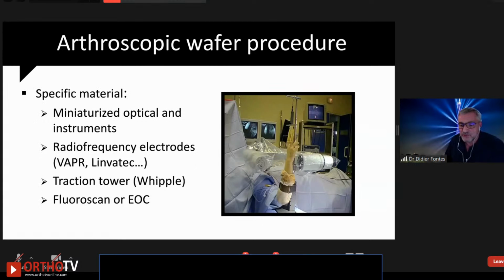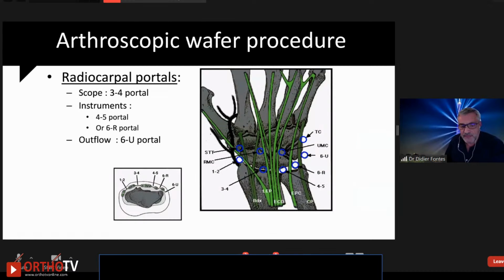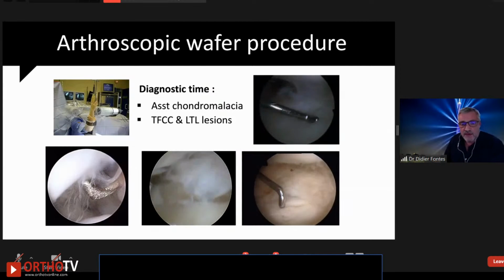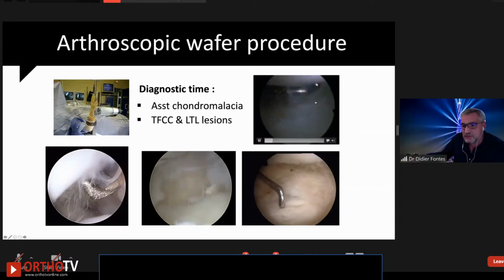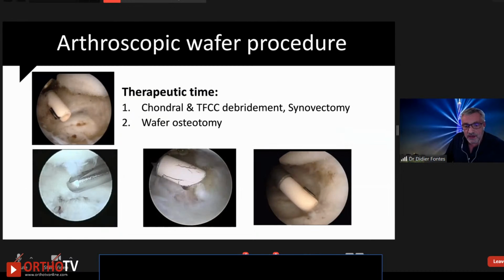And we use for that the classical installation. We have control with a mini fluoroscan, classical portals, 3-4 for the scope, 4, 5, or 6 for the instruments, and 6U for the outflow. First time is diagnosis. As you have seen on the X-ray, there is an extent of different types of lesions: chondromalacia, lesion of the lunotriquetral ligament, TFCC lesions. So it's the best way to assess all that, to do that with your arthroscope. And then you will have to do the debridement.